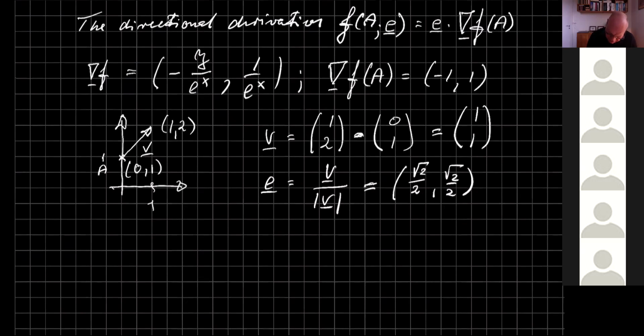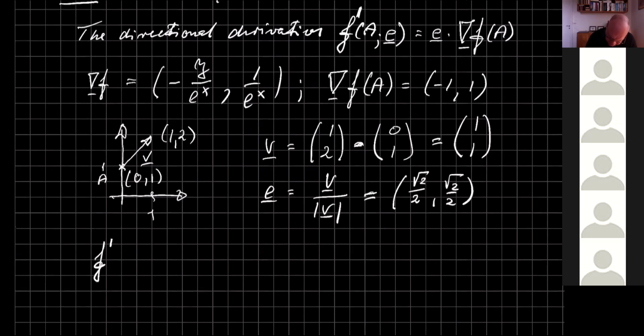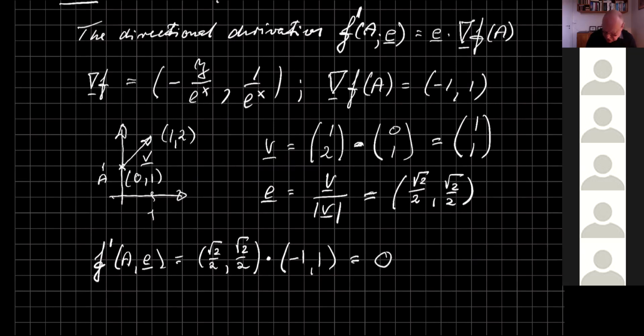Now you have both the unit vector and the gradient at the point, so you can write down this directional derivative. I should say it is a derivative, so you need to have this derivative mark. So A, and then you have square root of 2 over 2, square root of 2 over 2, times minus 1, 1. So it'll be minus this value plus this value, so it's 0.